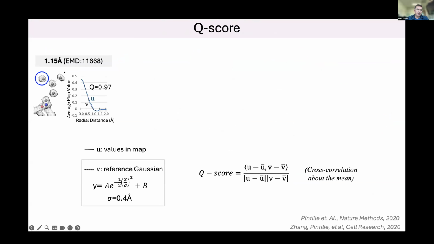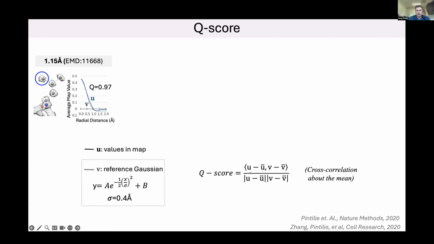I looked at some high resolution maps, like these 1 angstrom maps, and I found out what the sigma was. And I said, okay, this is going to be the sigma of our reference Gaussian. Then we can take atom profiles at any atom and compare them to this reference Gaussian. So in this 1 angstrom map, for this atom, the atom profile is in blue. It looks a lot like the reference Gaussian. And we do a cross correlation. So it's still a cross correlation function.